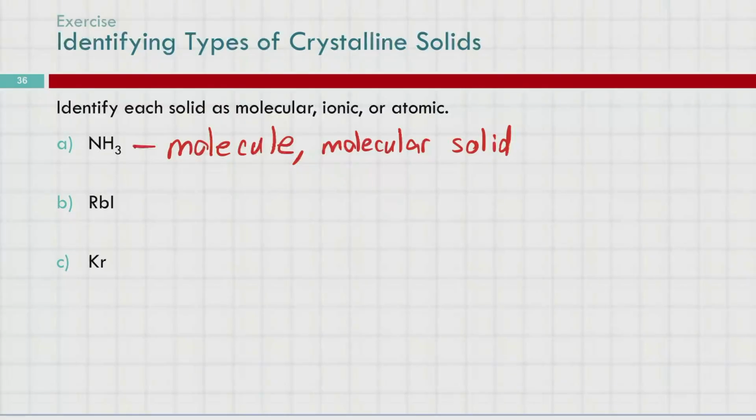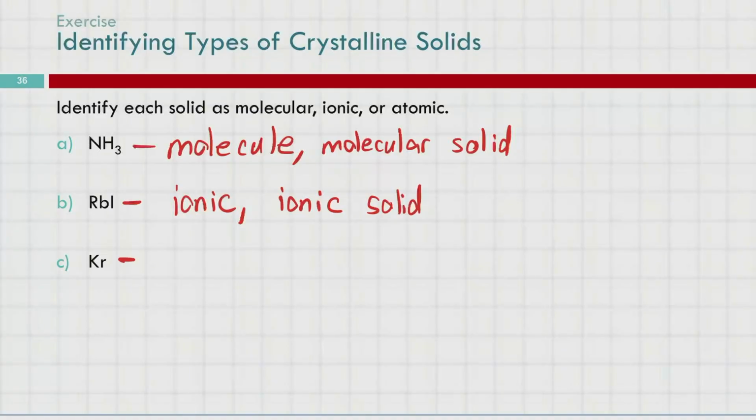How about the ever-important statistic, runs batted in? What kind of solid is RBI? Yeah, it's an ionic compound. Since it's ionic, it's going to be, surprise, surprise, an ionic solid.